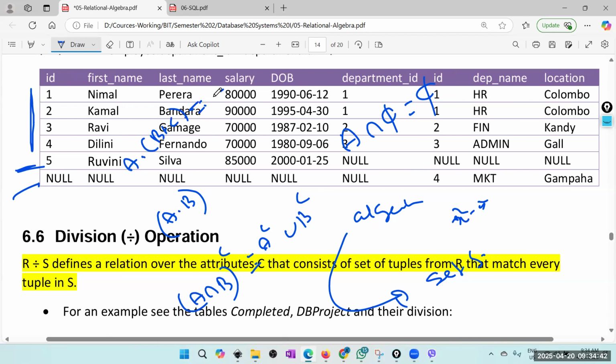So now we are learning relational algebra. Algebra related to data.